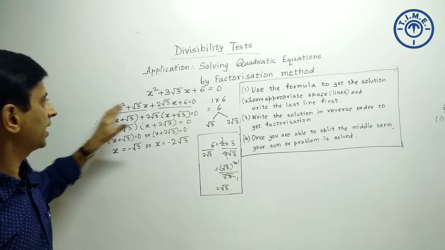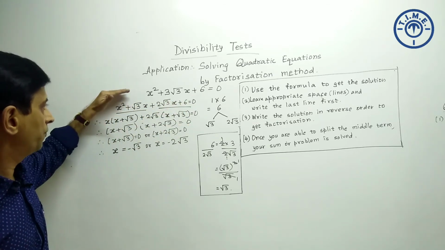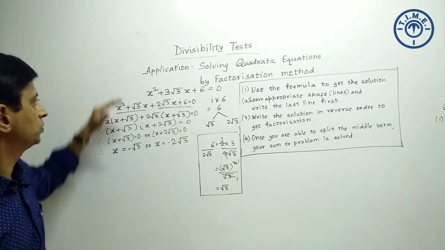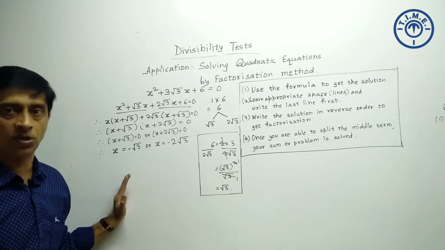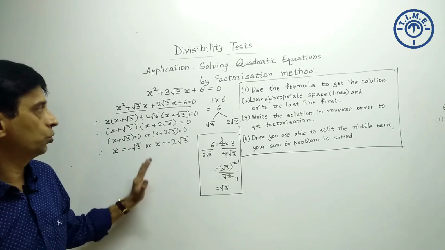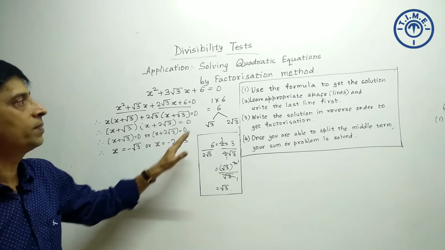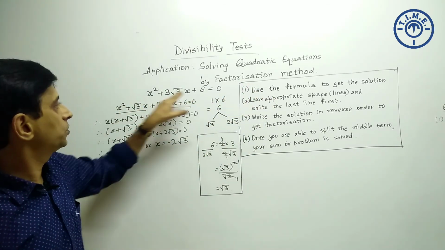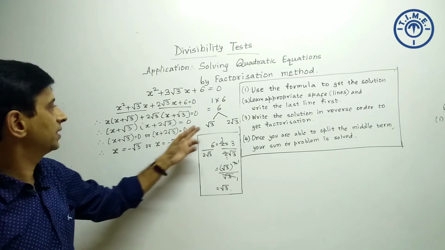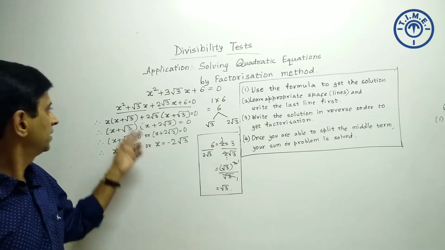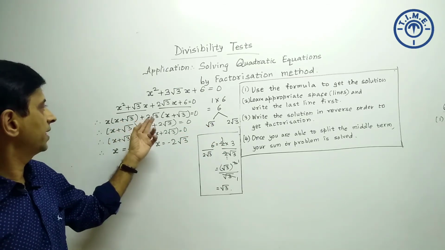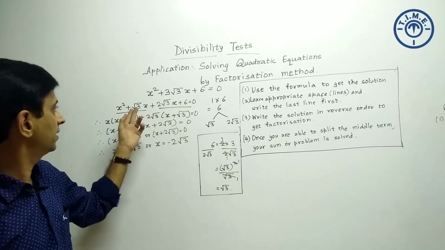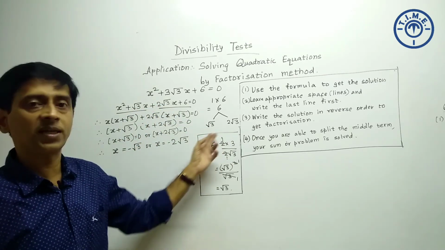So after writing this step, if you go from top to bottom, you will see that your sum is solved. But just so as to show that the sum is not solved by using the formula method, we will write 1 into 6 is equal to 6 and we will write these two factors. Which are these two factors? x root 3 and 2 root 3, like that.